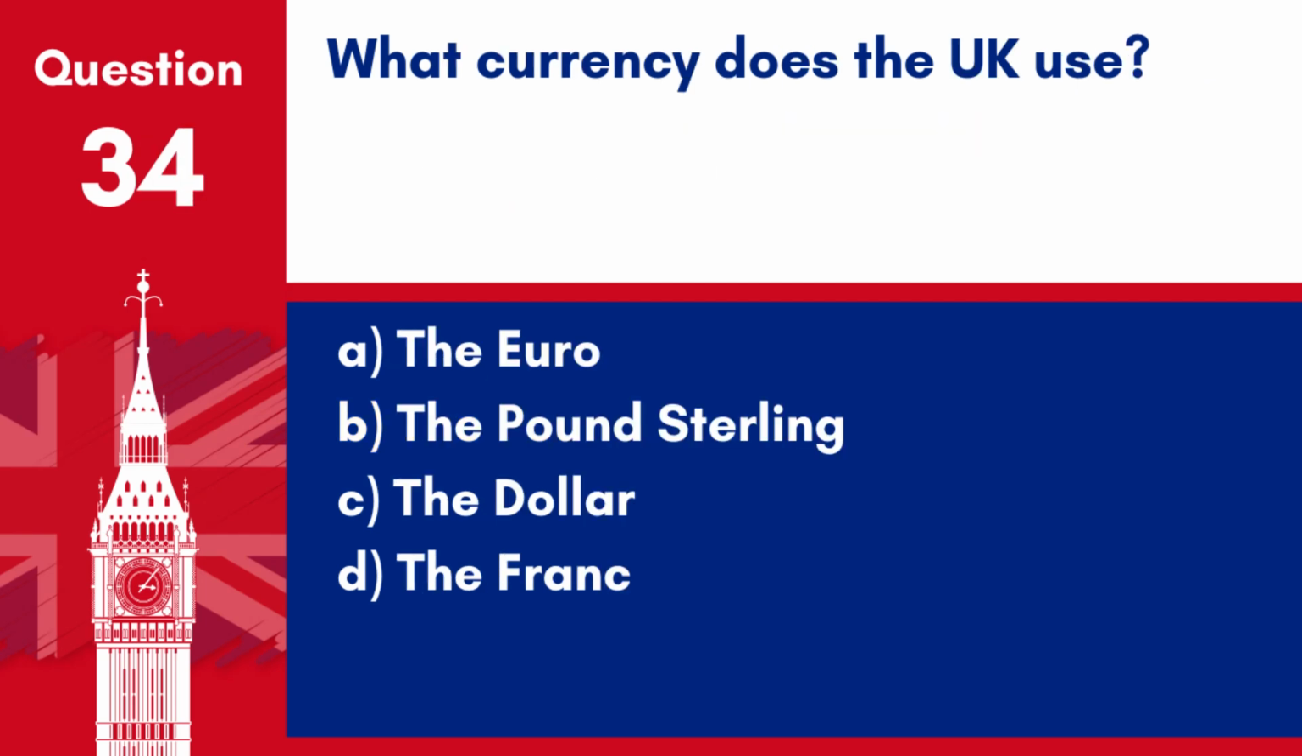Question 34. What currency does the UK use? A. The euro. B. The pound sterling. C. The dollar. D. The franc. Answer: B. The pound sterling. The currency used in the United Kingdom is the pound sterling.